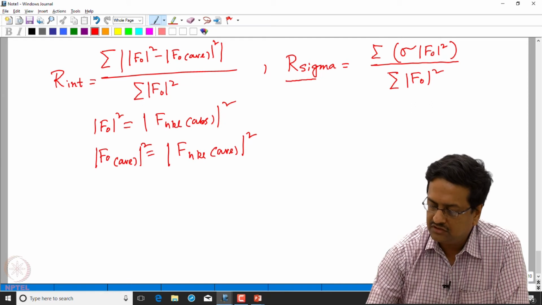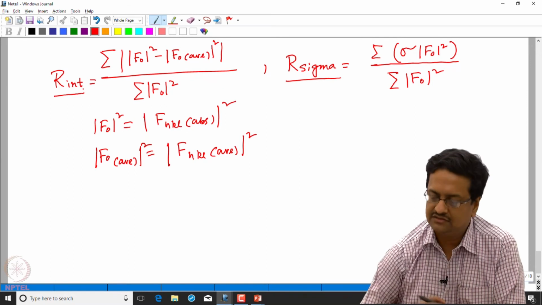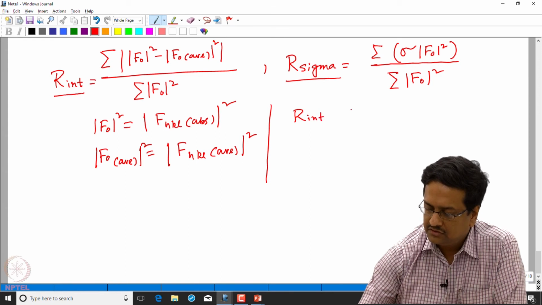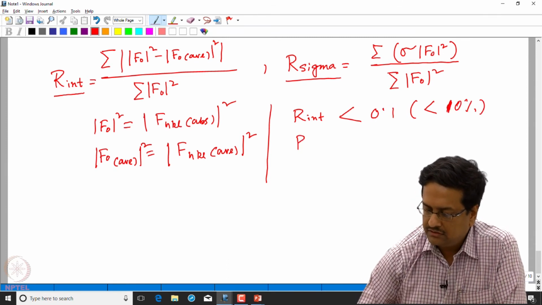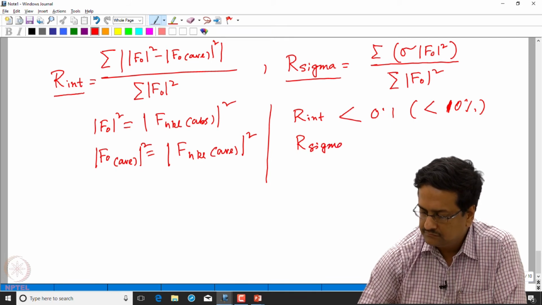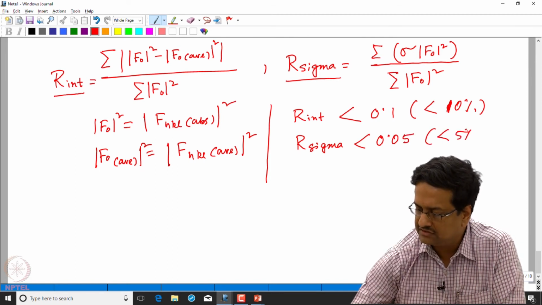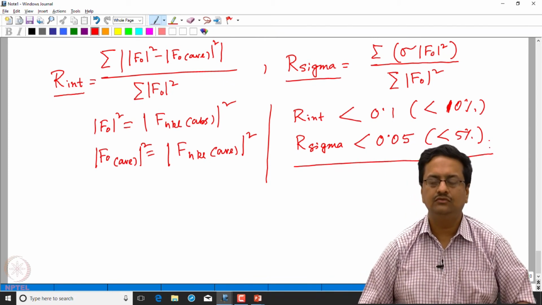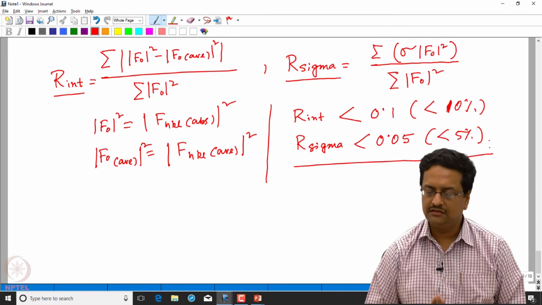So we worry about these two quantities, R int and R sigma, at the end of this data reduction process. The acceptable values are R int should be less than 0.1, that means less than 10%, and R sigma should be even less than 0.05, which is less than 5%. These two indicators are very important. One has to look at these two indicators at the end of data reduction to identify the quality of the data.